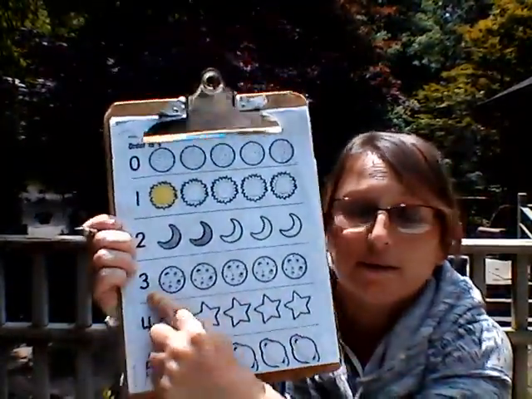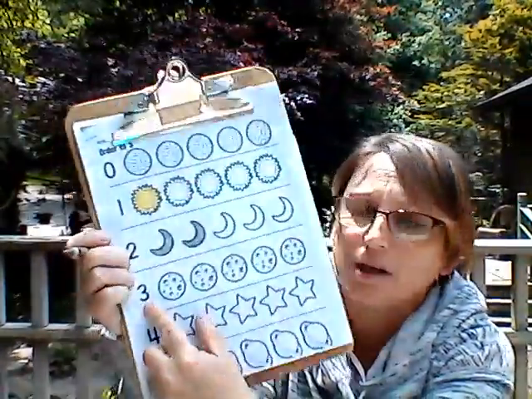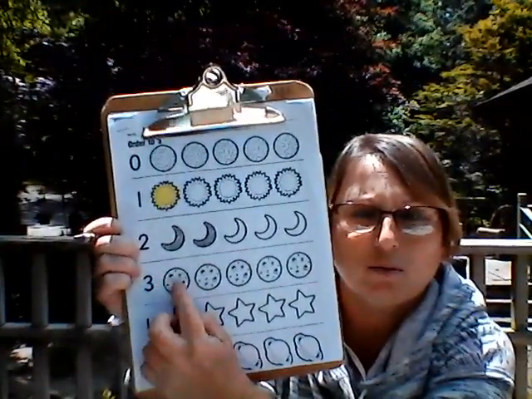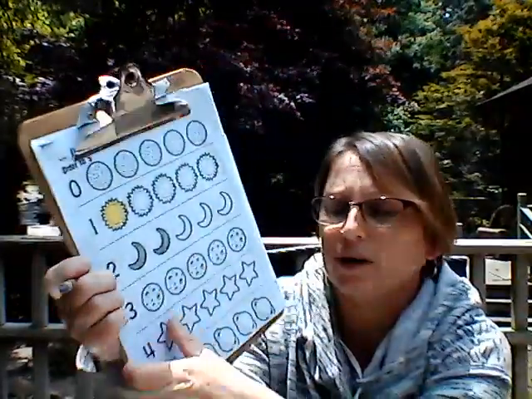Okay. How many planets are we coloring? Actually, this looks like a moon. The moon. How many? 1, 2, 3. Good job.